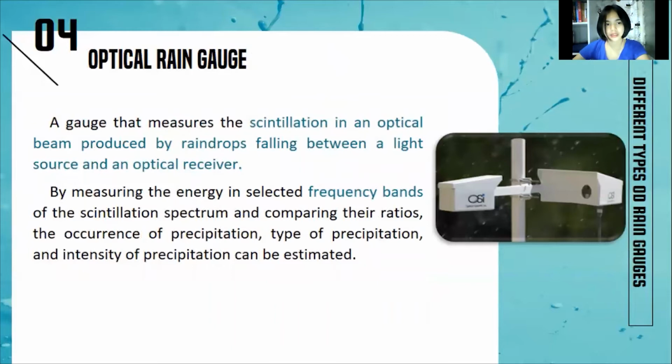We have the optical rain gauge, a gauge that measures the scintillation in an optical beam produced by raindrops falling between the light source and an optical receiver. By measuring the energy in selected frequency bands of the scintillation spectrum and comparing their ratios, the occurrence of precipitation, type of precipitation, and intensity of precipitation can also be estimated.